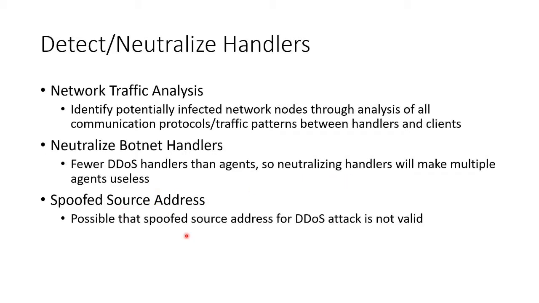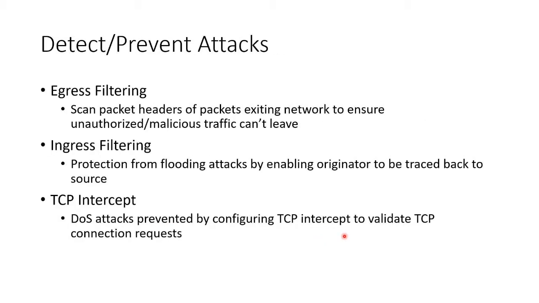And also, you're going to need to look at spoofed source addresses. Make sure that any source addresses are actually valid. Look for those spoofed addresses. Filter coming in, going out: ingress, egress. So scan packet headers of packets leaving the network to make sure that unauthorized or malicious traffic can't leave. Or protect from flooding attacks by enabling the originator to be traced back to the source.